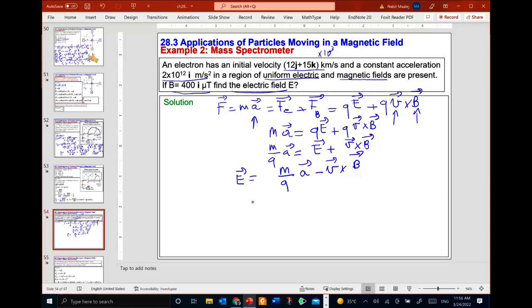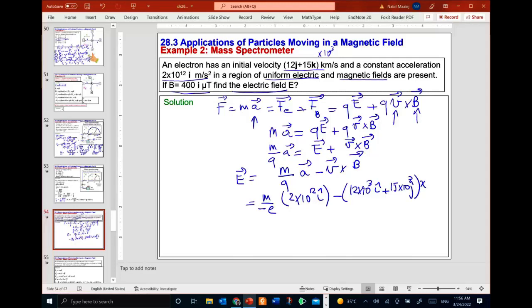Okay, so this is the mass of the electron divided by the charge of the electron, which is minus, so you have to be careful here. So this is minus e, times the acceleration, which is given to us. It's 2 × 10⁻¹² I minus V crossed with B. Let's write V. This is 12 × 10⁻³ I plus 15 × 10⁻³ J.